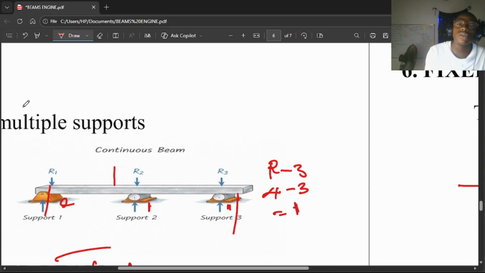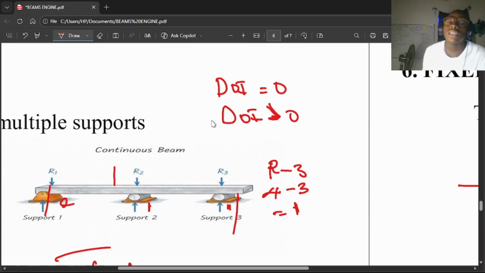What do we say our beam is? Remember the two conditions here. For the first condition, your DOI must be equal to 0 for it to be statically determinate. But when your DOI is greater than 0, then it is statically indeterminate. So is 1 greater than 0? Yes, 1 is greater than 0. And that tells us that your beam is statically indeterminate. Am I communicating?